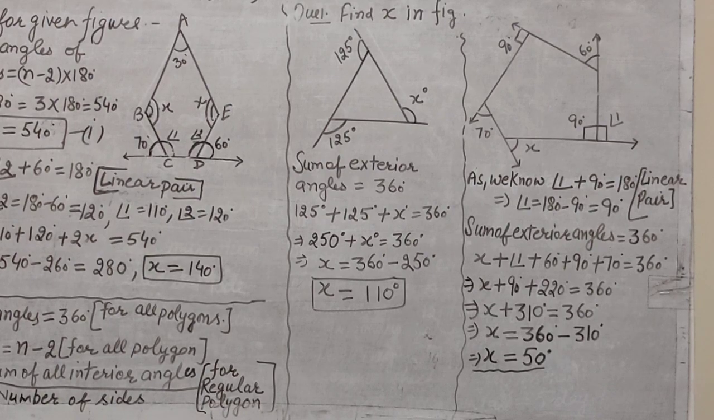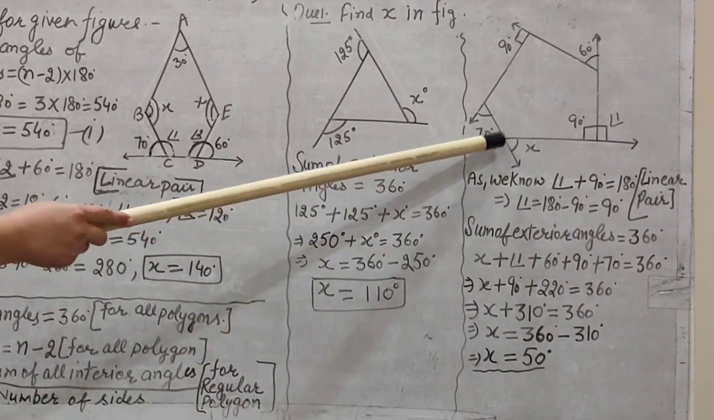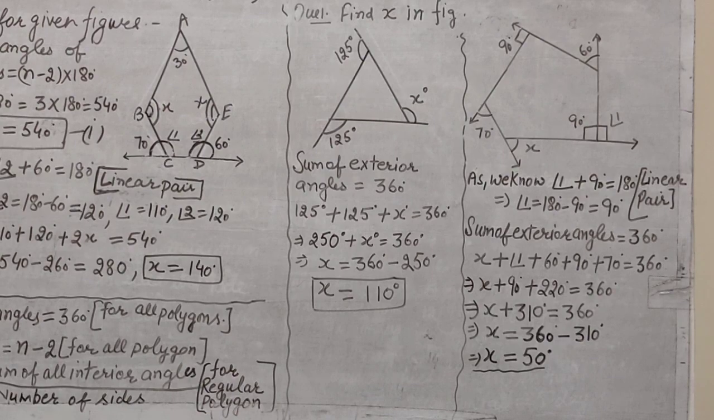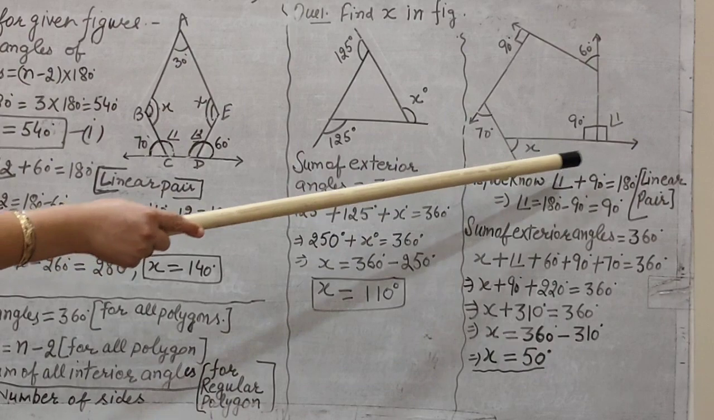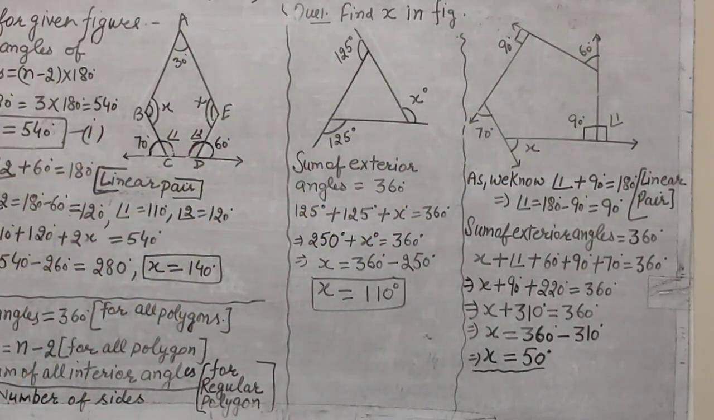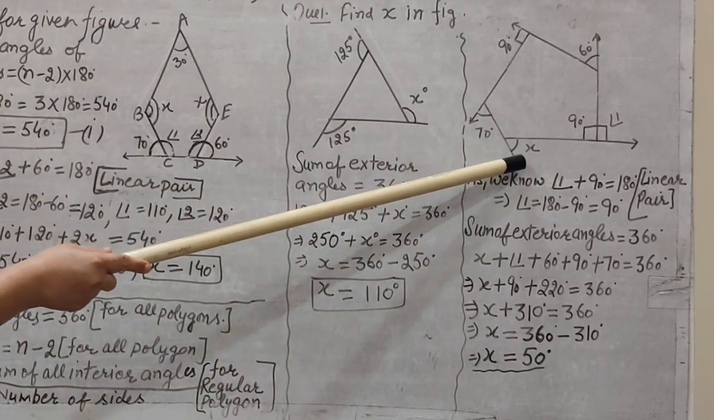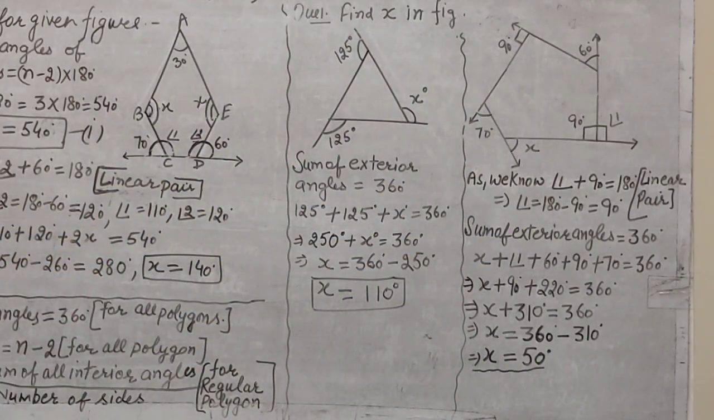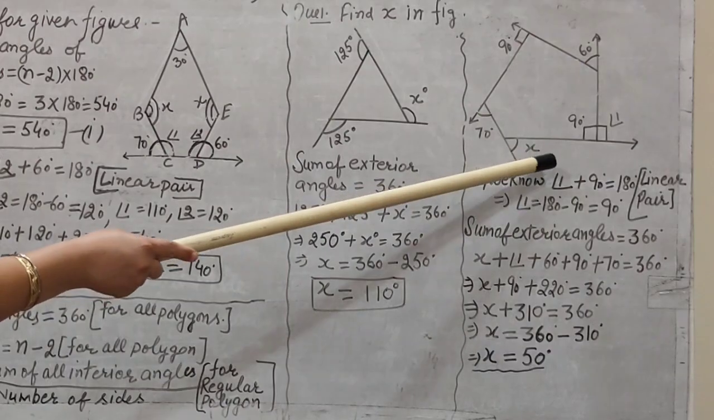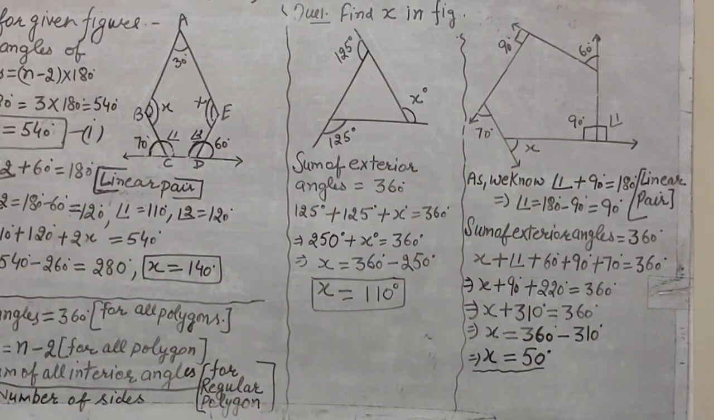Now, next question. In the next question, I have selected a pentagon for you, which is extended from all the sides. All its sides are extended to show the exterior angles. Alright, understand now, maximum angles are exterior and we have to find x. Now, is x in the interior or in the exterior? x is also in the exterior of the pentagon.